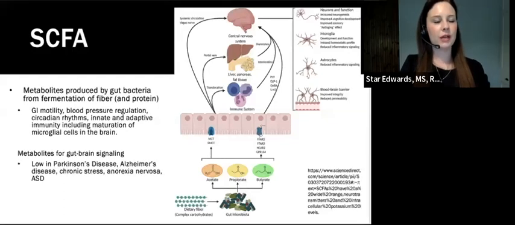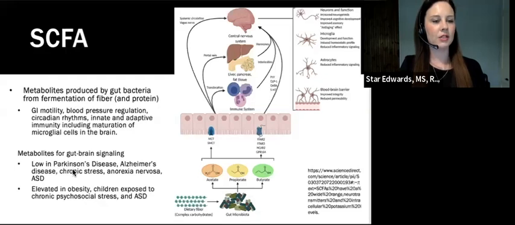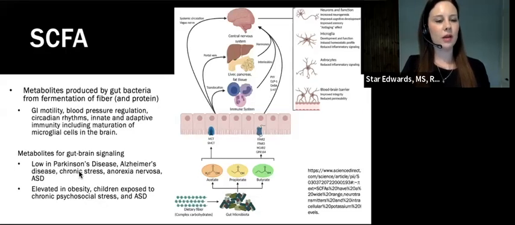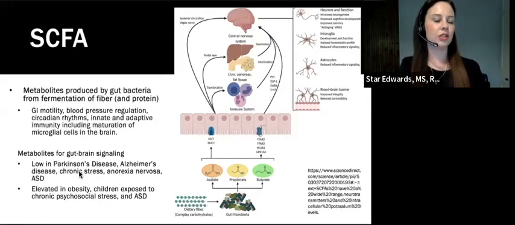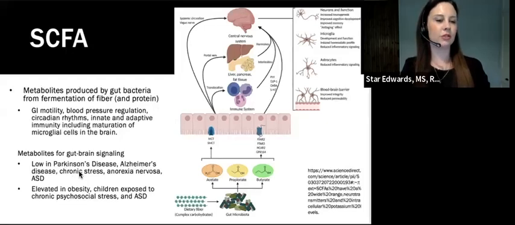And we do know that in certain conditions like Parkinson's disease, Alzheimer's, chronic stress, and anorexia, they tend to be lower, while they're also elevated in obesity and children exposed to chronic psychological stress, as well as autism. And they can be low or high in autism. The important thing there is that there is an imbalance. And this is what it looks like.